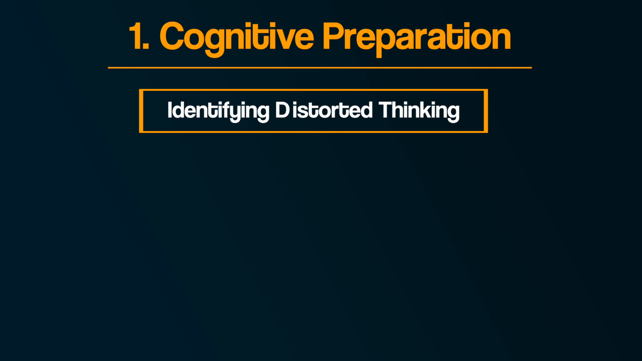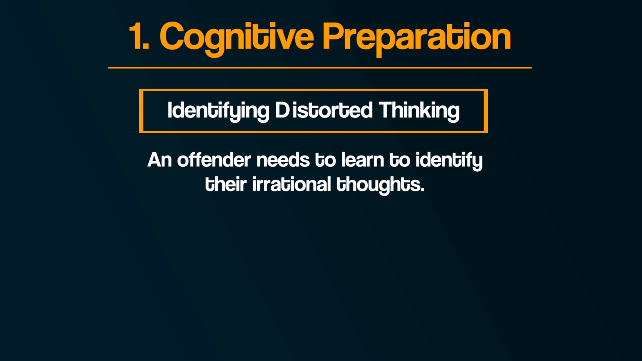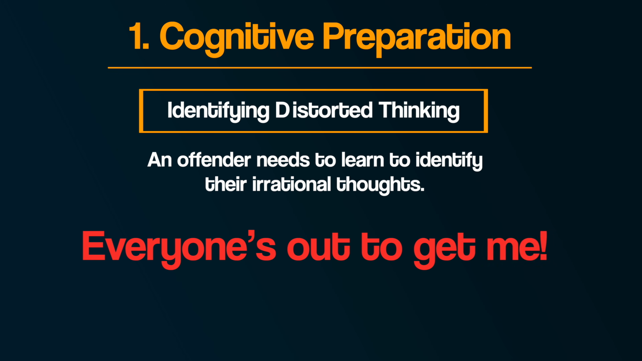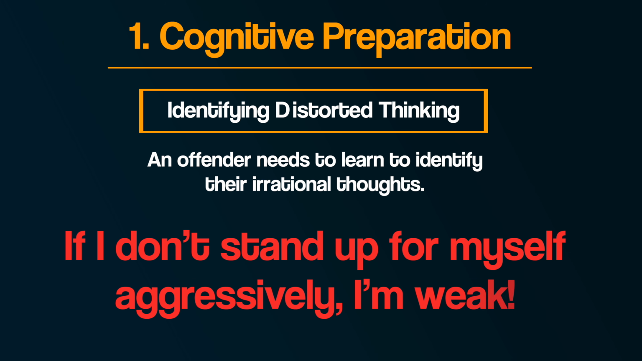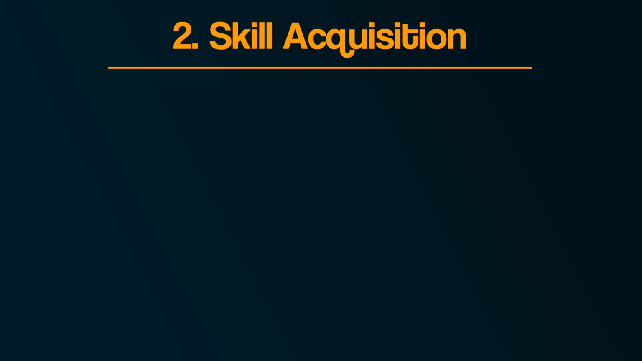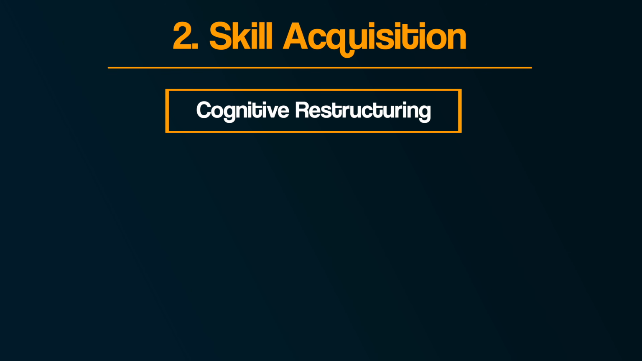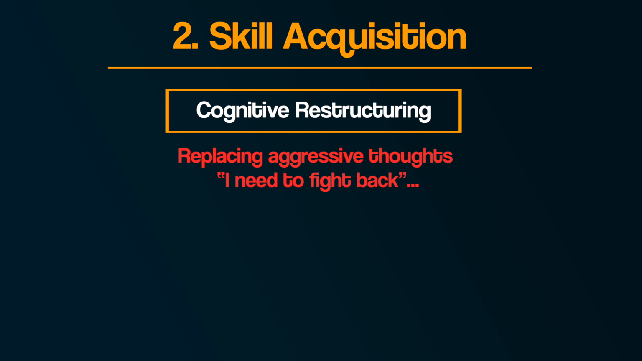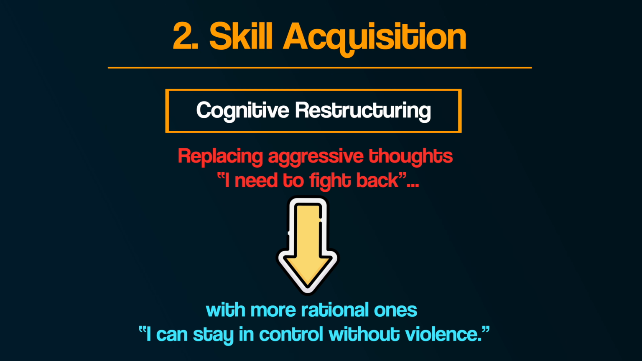Identifying distorted thinking. Here, an offender needs to learn to identify their irrational thoughts, such as, "Everyone's out to get me," or, "If I don't stand up for myself aggressively, I'm weak." Offenders could be taught practical strategies, such as cognitive restructuring, replacing aggressive thoughts like "I need to fight back" with more rational ones like "I can stay in control without violence."